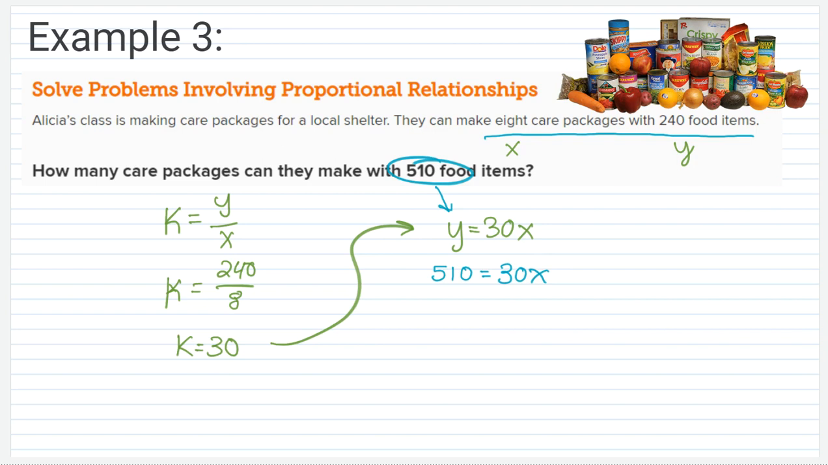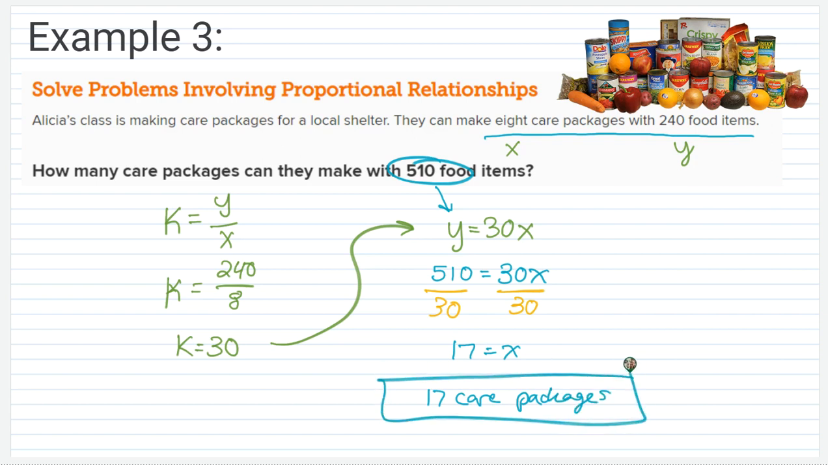So to solve this one-step equation, we're going to divide both sides by what x is being multiplied by. So we'll divide both sides by 30 in this case, and we're going to find out that my final answer is 17 for x. So this just means that we can make 17 care packages. And that's it for that question.